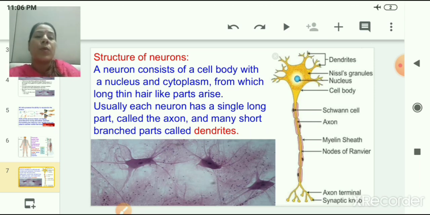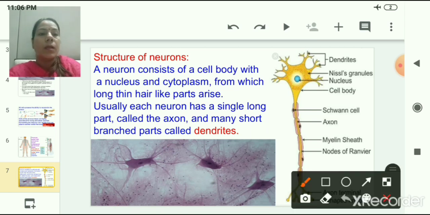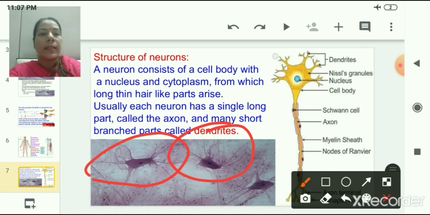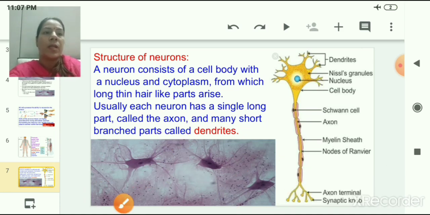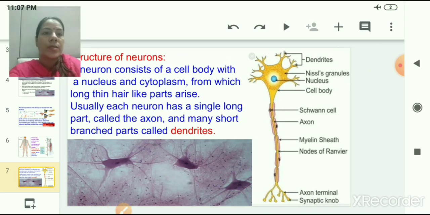In this diagram you can see that one neuron is connected to another neuron, and the second neuron is connected to the third neuron. So how is this connection possible? Only because of dendrites and synaptic nodes.